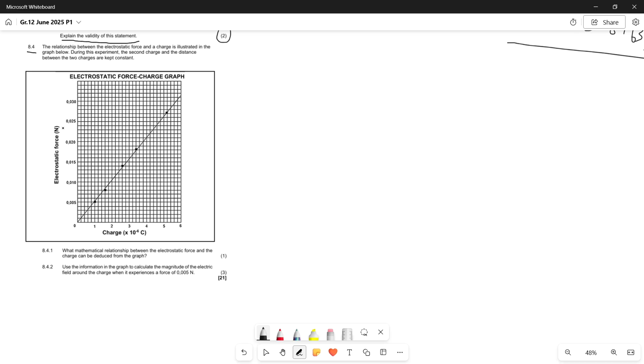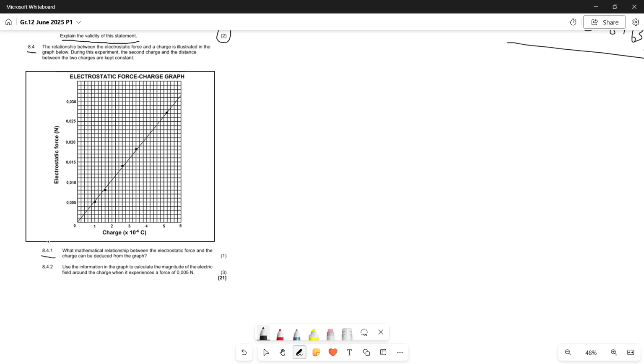We have our electrostatic force on our y-axis. That is our dependent variable. We have our charge times 10 to the -6 coulombs, so we have our microcoulombs over there, on our x-axis. That is our independent variable. And what we can see is that it is a perfectly straight line.